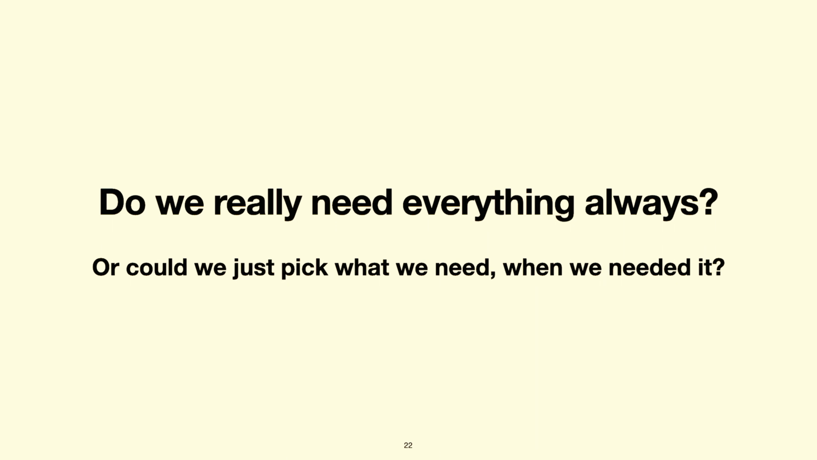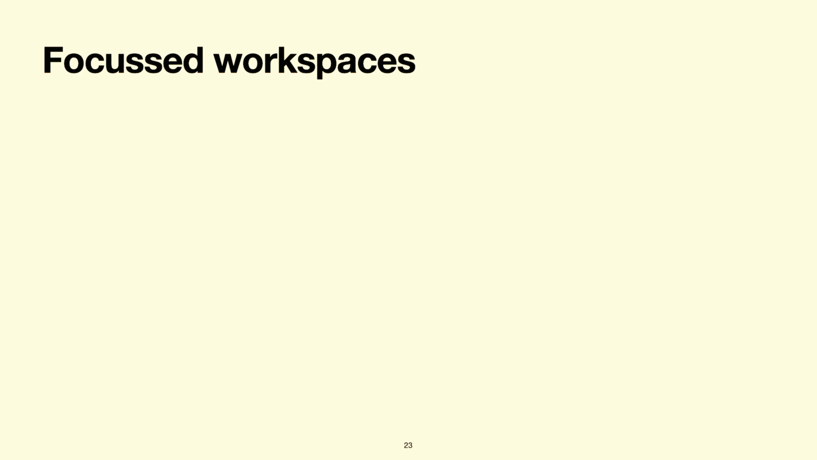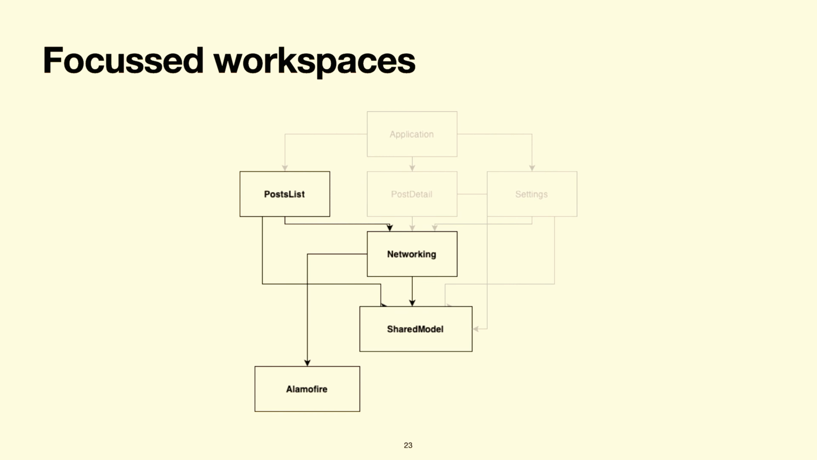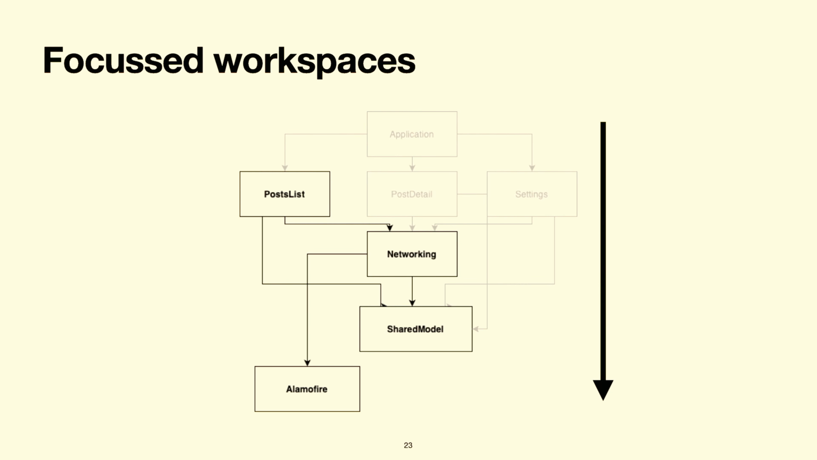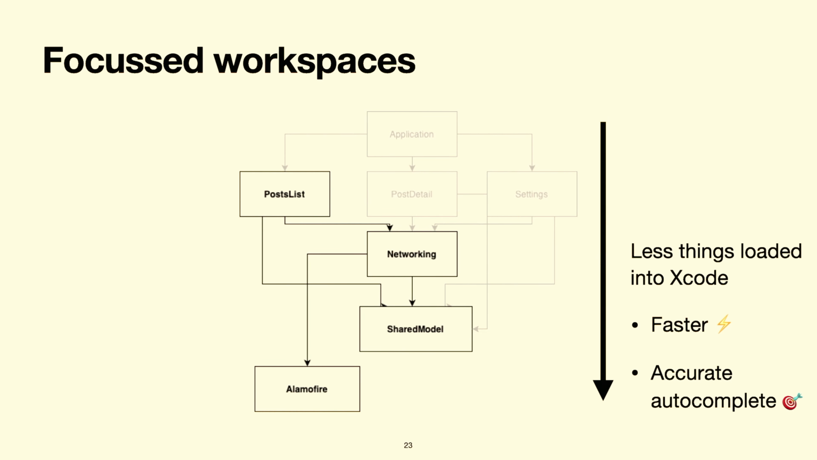So it's time to ask ourselves a few questions, right? Do we really need everything always? Or could we just pick what we needed when we needed it? So this basically meant focused workspaces, where if I'm working on the post list feature, then I basically exclude everything else in the build graph, something like tree shaking. And this would basically help us significantly cut down on the code that we loaded and compiled, which meant that at the end of the day, it would be a top-down optimization, where nodes from the top would be excluded, and less things would get loaded into Xcode, thereby giving us faster and more accurate autocomplete as well.